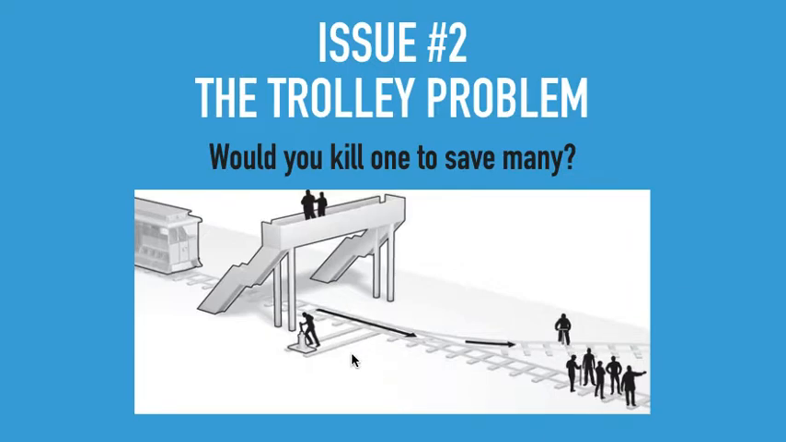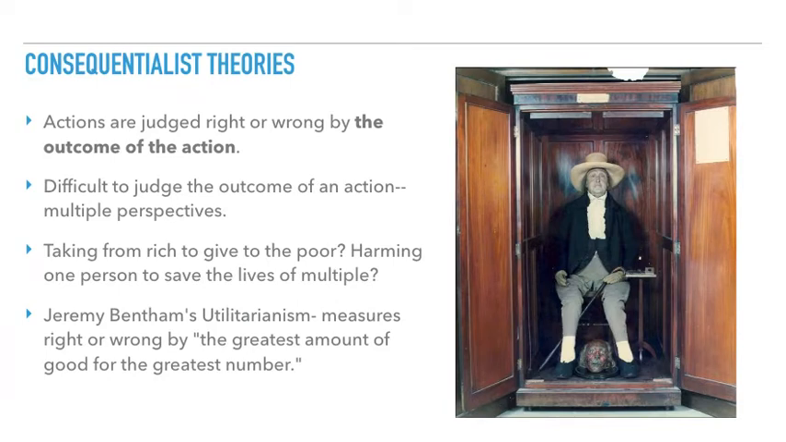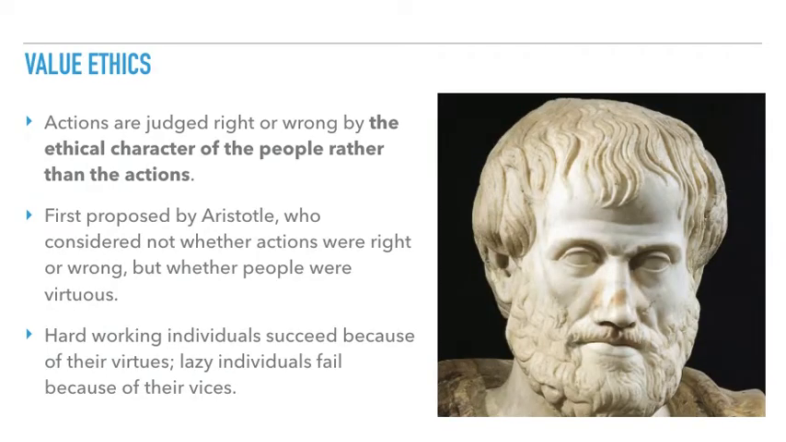Please watch a video that I've linked. Is this a smart thing to do if you're the person standing here and can change the track going one way or another? Again, try to make a statement about what about the intention? What about the consequence? And what about the value of the character of the person? Can you make different ethical judgments based on those three things?